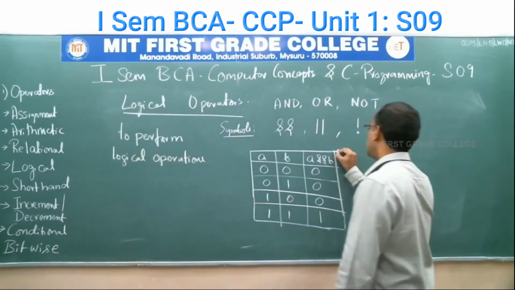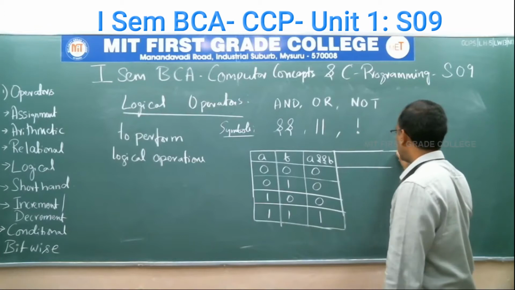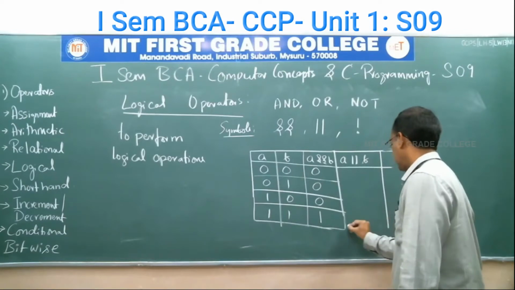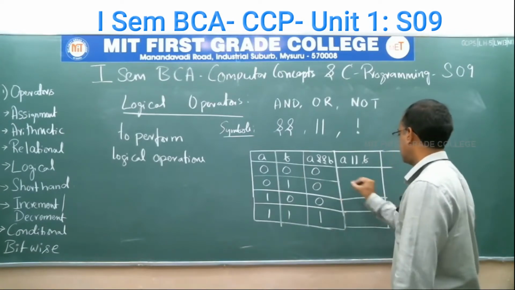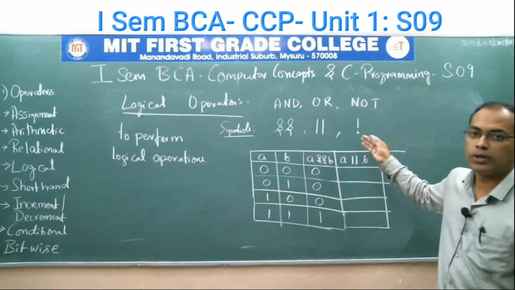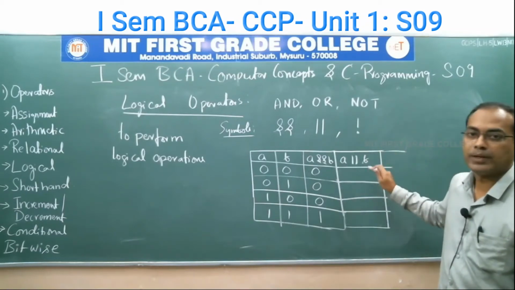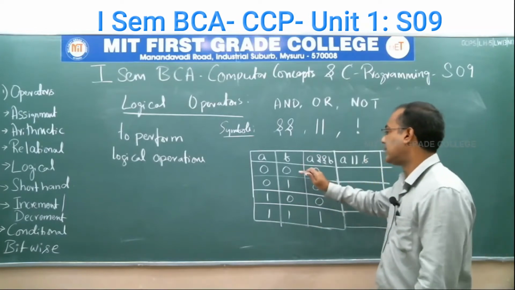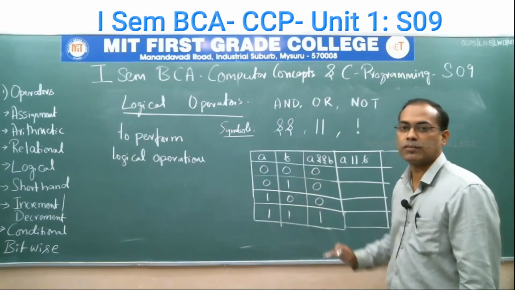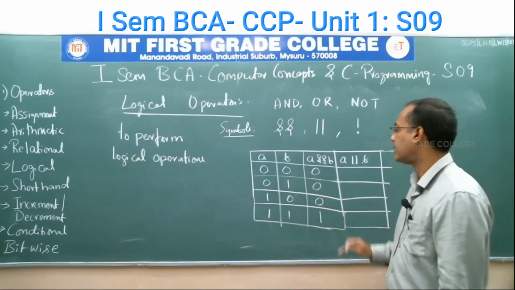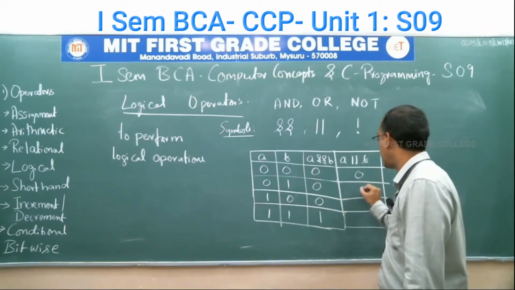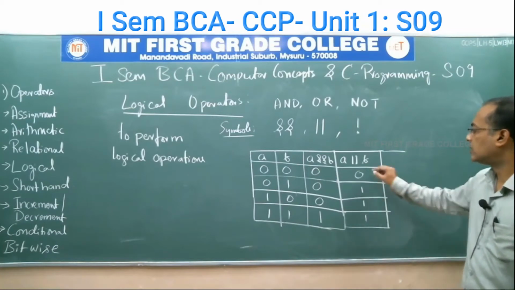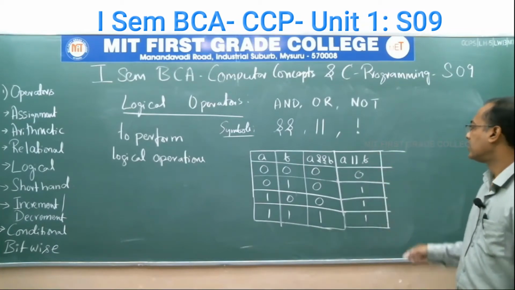Similarly, I will extend this truth table for OR. The OR rule says that the result will be high if any one of the inputs is high. So in this case, except the first row, all the rest of the rows contain at least one high input. So I have to mark 1 for all the rows below the first row. So this is the output of OR.